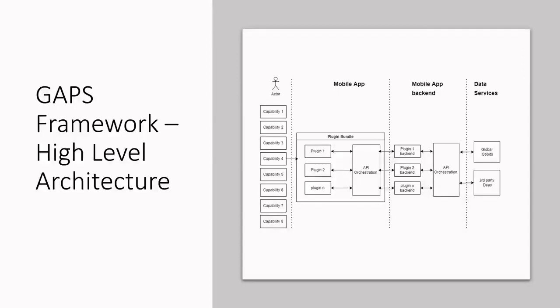Now, the actor means the end user, a normal person in our community. He may need different capabilities, let's say vaccine management. So he will have a mobile app, and in the mobile app he will get this functionality through plugins. This plugin actually has 2 parts. The front end plugin is with the mobile app, and it will communicate with the backend plugin and the mobile app backend.